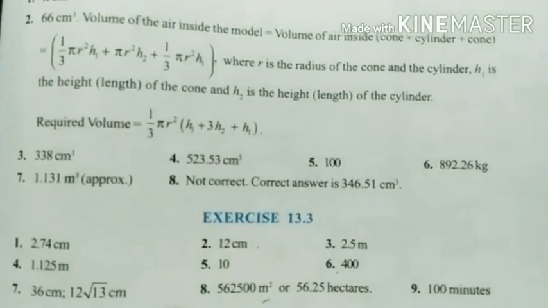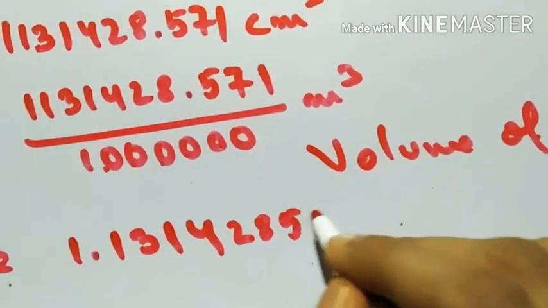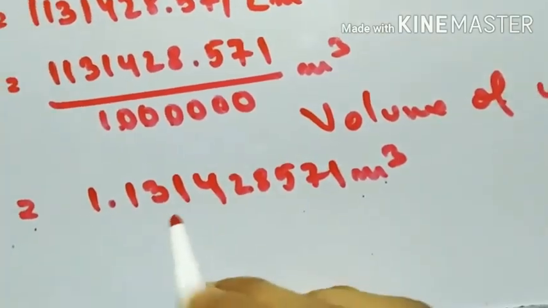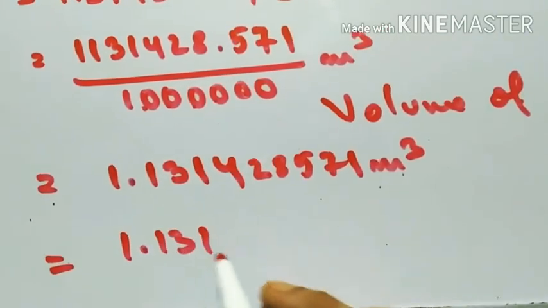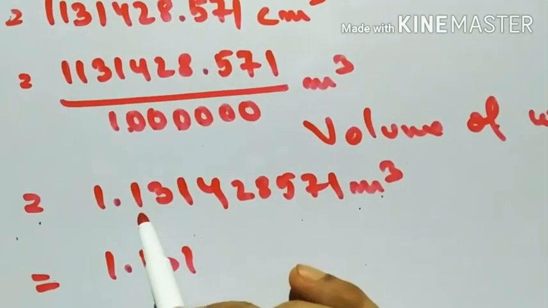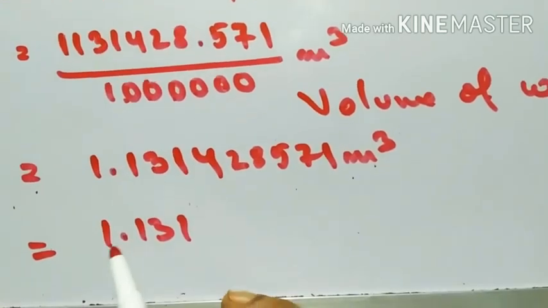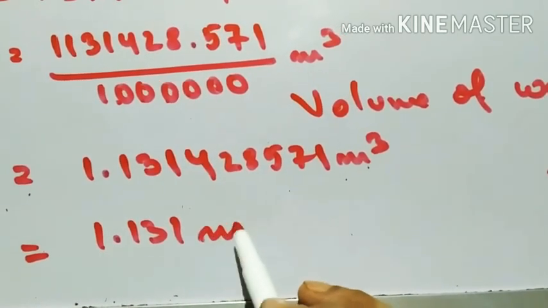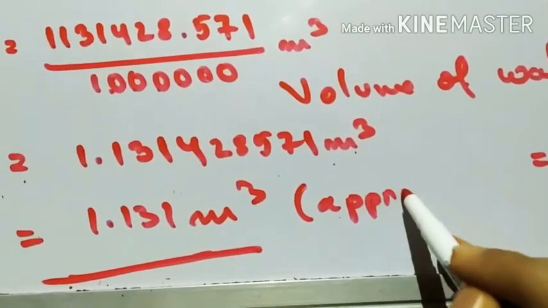The back answer is given as 1.131 meter cube. So this one I will get, 1.131428571 meter cube. Up till here only I will stop. I will round off at the 1000th place, so I will get 1.131 meter cube. You can write approx value. This will be my answer.